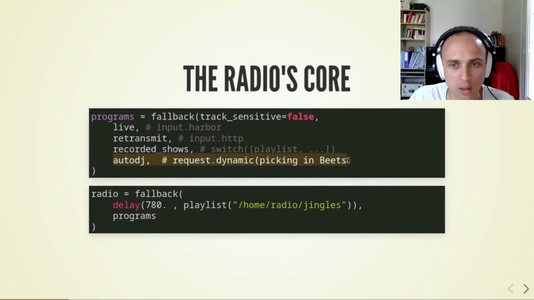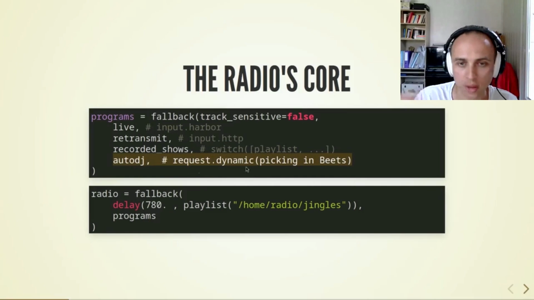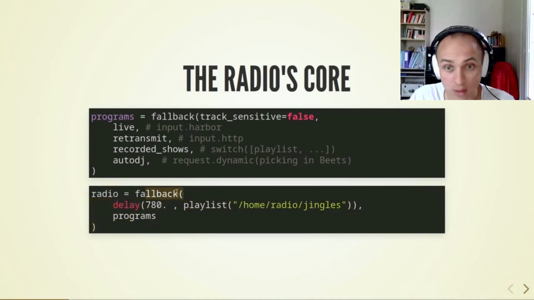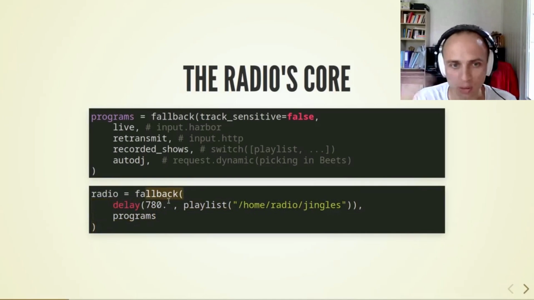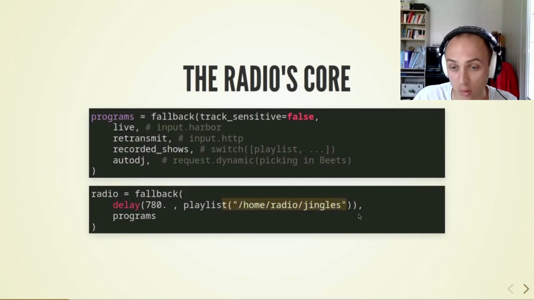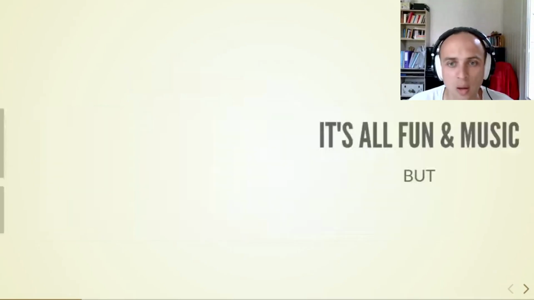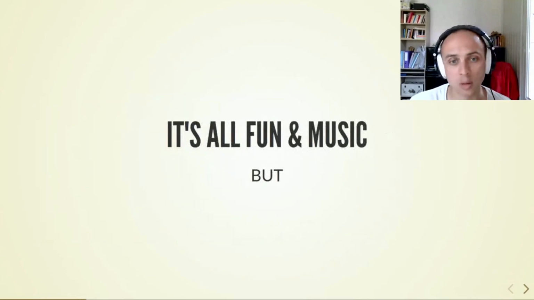And well, most of the time it's running on the auto DJ using a request, dynamically picking songs in the bits library. You add to this another fallback, but this time this one is track sensitive. So between tracks or between sources, even if we switch between sources, it will broadcast a jingle, because we have to do it from time to time, but there is a delay to ensure that we don't always broadcast a jingle. So that's pretty stable, I have to say. Really, it's been stable. The broadcast, the result is very correct.